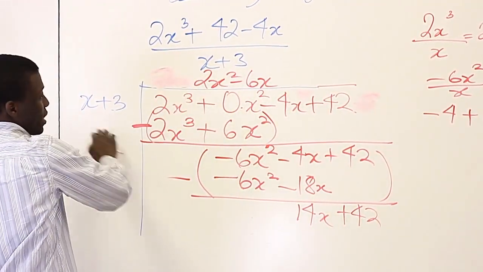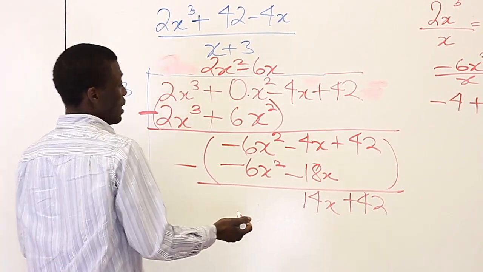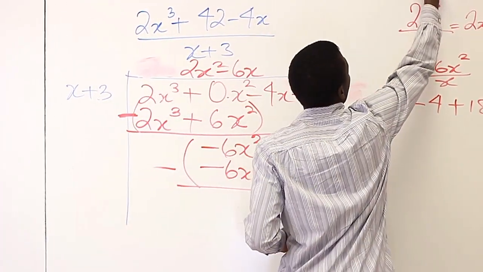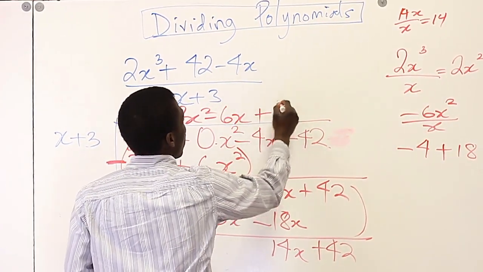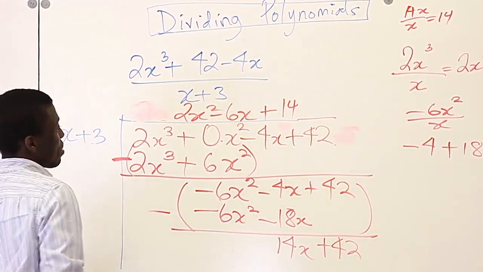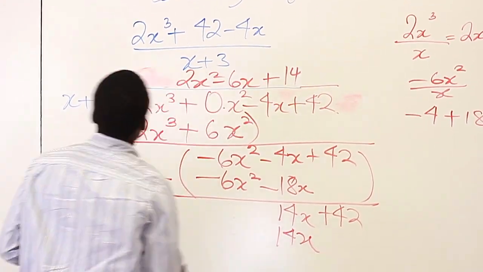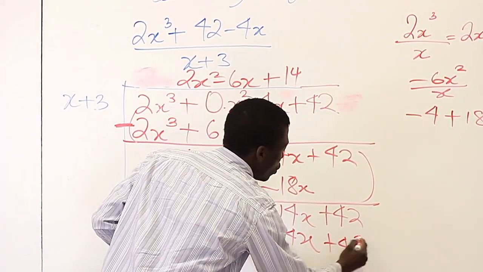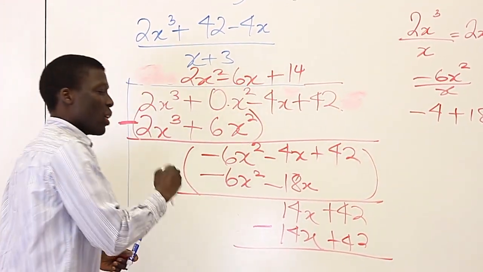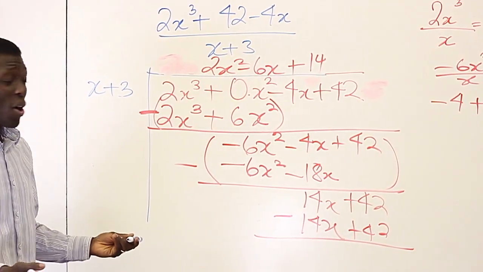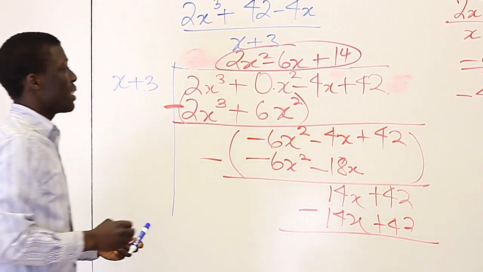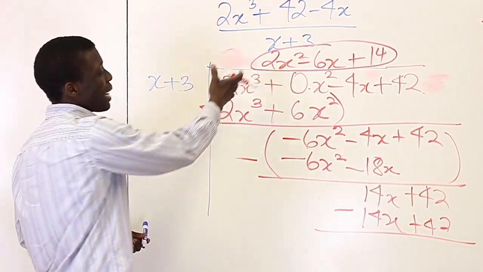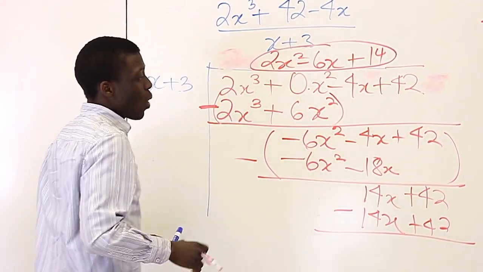And then x goes into 14x, right? So 14x over x is 14. So that gives us a plus 14 here. 14 times x is 14x. 14 times 3 is 42. You subtract the second equation from the first, and you get a 0. And so the answer is 2x squared minus 6x plus 14. And you can line that up on top if you want.